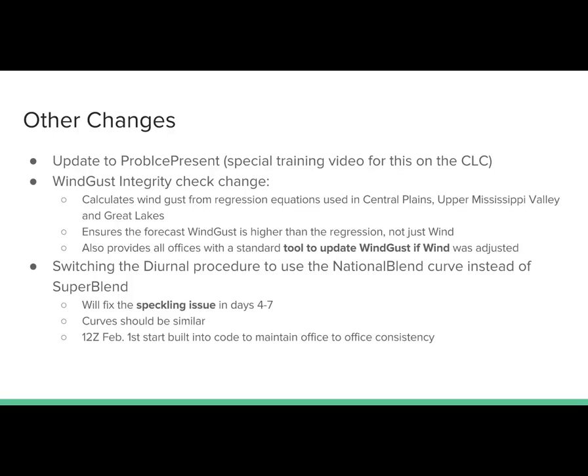Before, in Forecast Builder, all there was was that wind gusts be greater than or equal to the wind. Now we're actually going to provide something a little bit smarter, where we use the regression equations that are in place with the Central Plains, Upper Mississippi Valley, and Great Lakes, and ensure that the wind gust is higher than the regression, and not just the wind. And the nice benefit to this is that everyone will have a standard tool to help update wind gust if wind was adjusted.